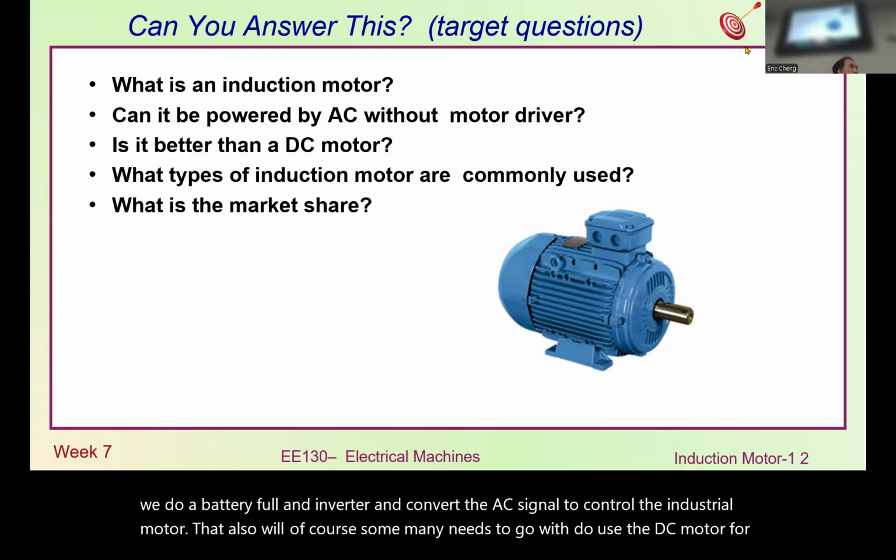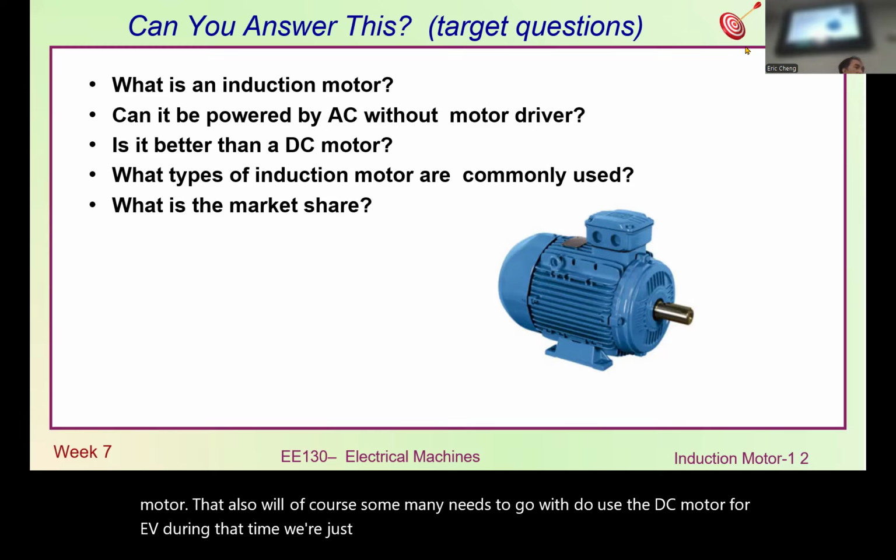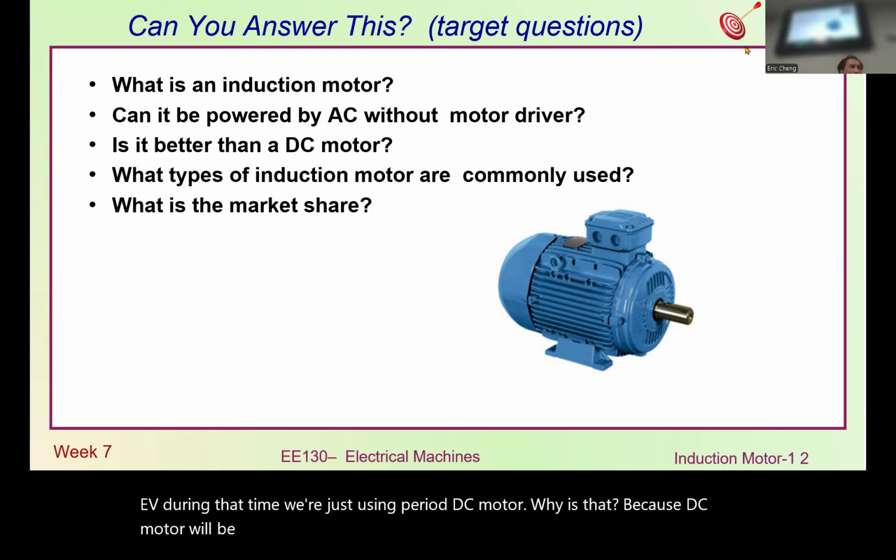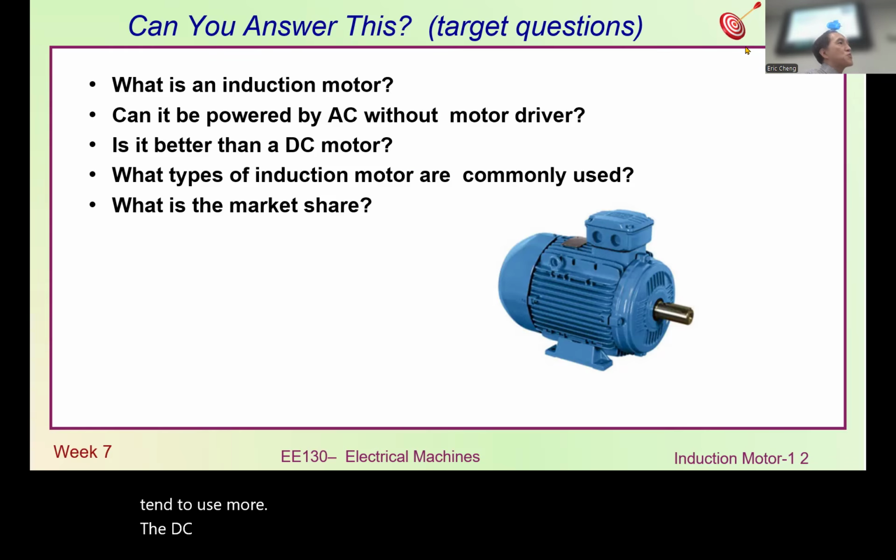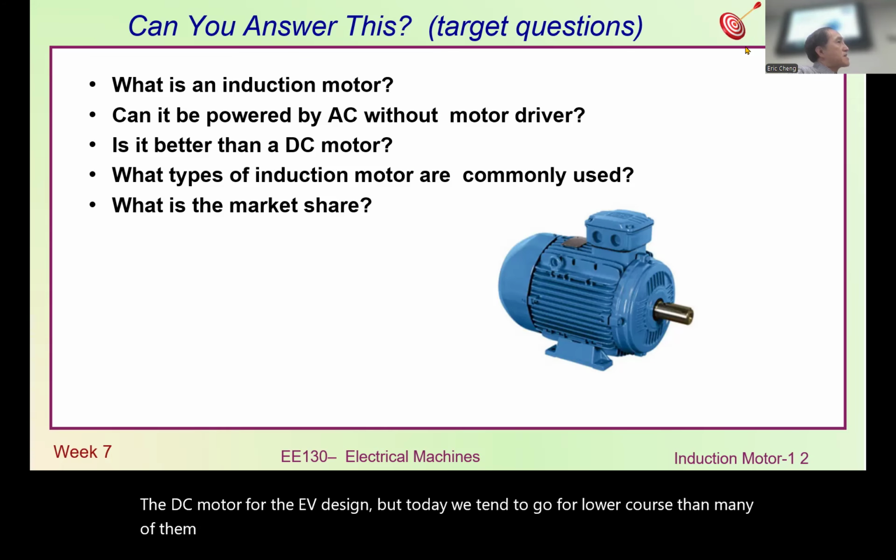Of course, many years ago, we did use the DC motor for EVs. During that time, we were just using a pure DC motor. Why is that? Because for a DC motor we just connect it to the DC battery and it can run. So in the old days, we tended to use the DC motor more for EV design. But today, we tend to go for lower cost. Then many of them are using an AC drive to drive the industrial motor.